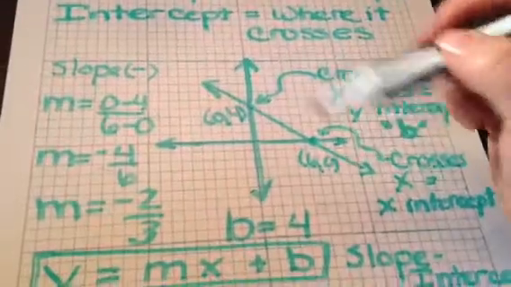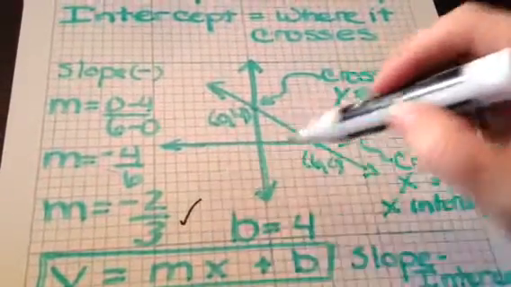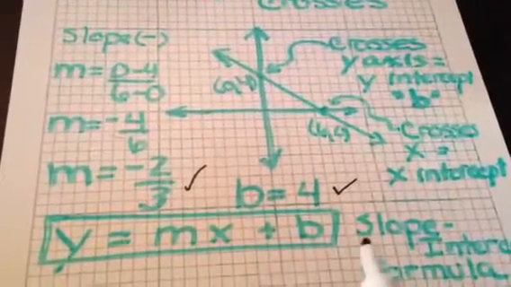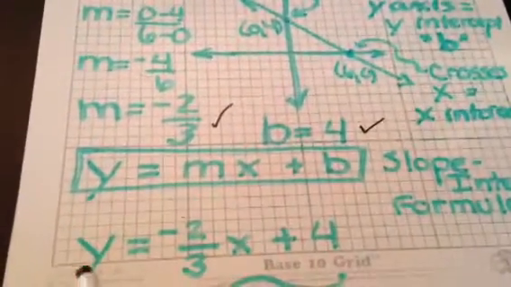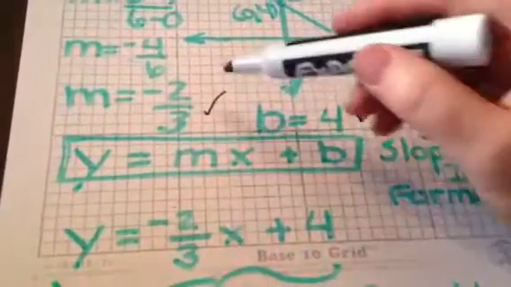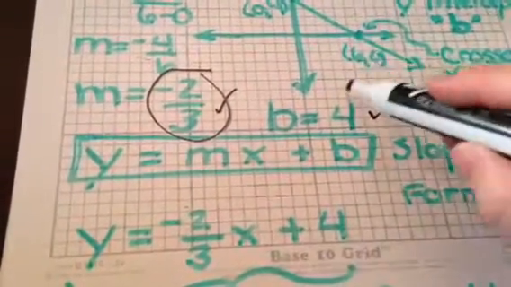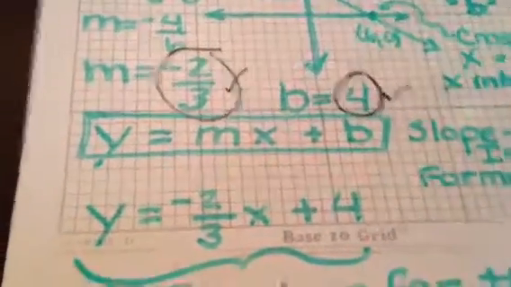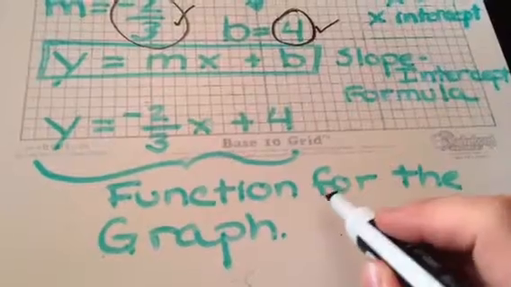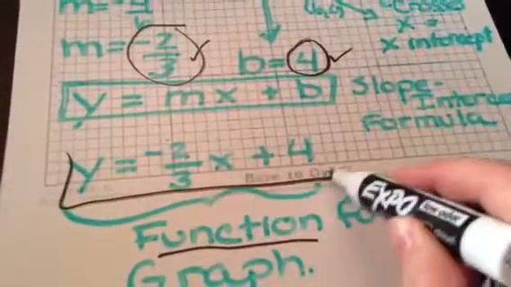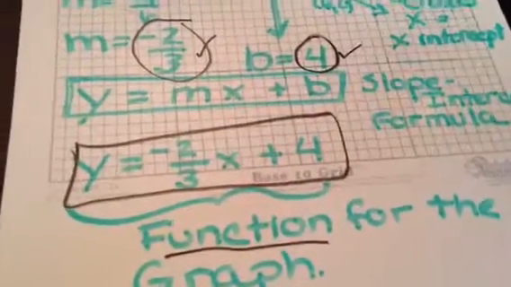So, for this guy right here, I was given a graph. I figured out the slope right here. There's my slope. I figured out b right here, right? So if I know that this is the slope-intercept formula, I can write this guy, which is y equals negative 2/3 x plus 4, because that's my b. So right here, I have just written the function for the graph. All right, here's the graph I was given, and now I can actually write the function that describes it. I didn't need a table or anything.